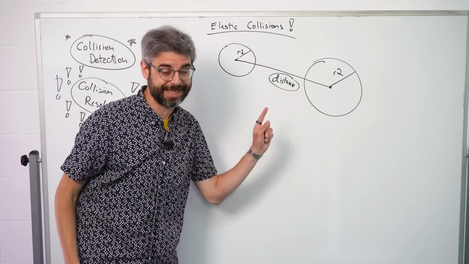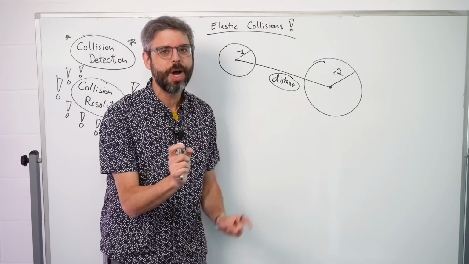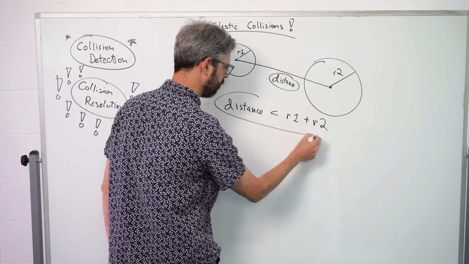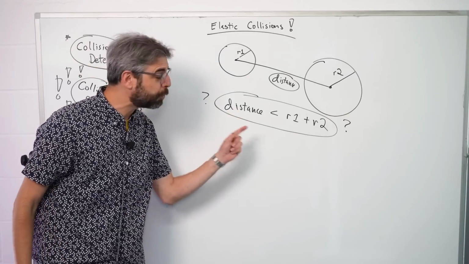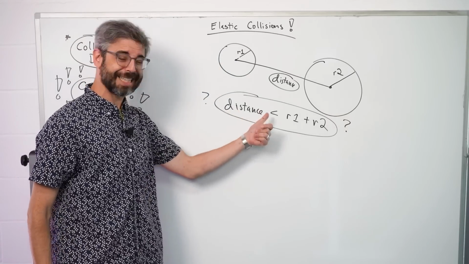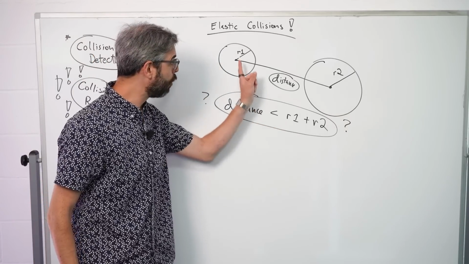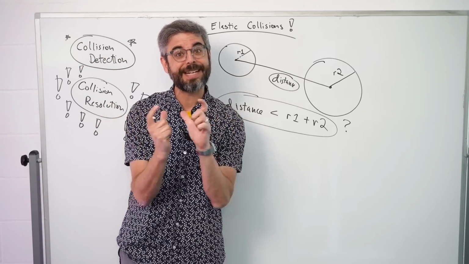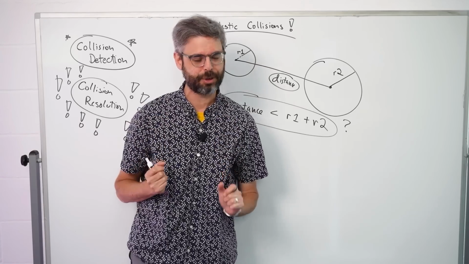Once I have that distance, I can compare it to the sum of those two radii. So I've written a Boolean expression here. Distance is less than the sum of radius 1 and radius 2. Let's think about what it means for that distance to be less than the sum of those two radii.